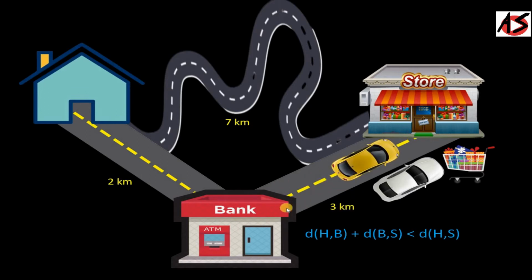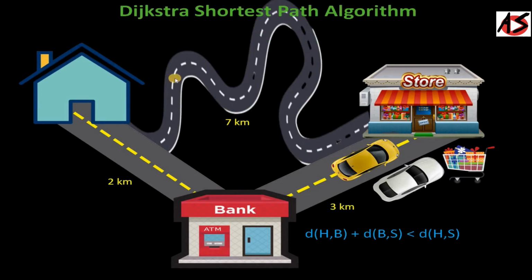So mathematically you can see your distance from home to bank plus distance of bank to store is less than the direct distance from your home to store. So you are selecting the shortest path even though it is connected. This is the main principle for the algorithm that we are going to study for finding the shortest path, and this algorithm is known as Dijkstra algorithm. So let's see how Dijkstra algorithm finds the shortest path in the graph.